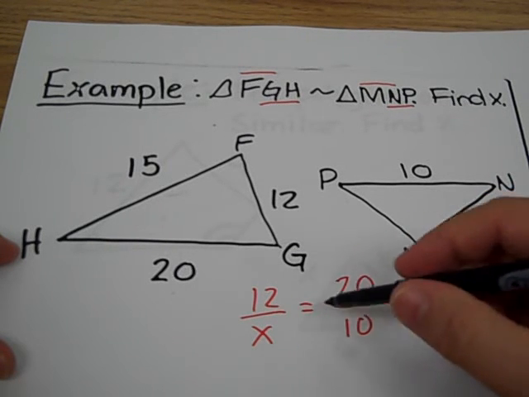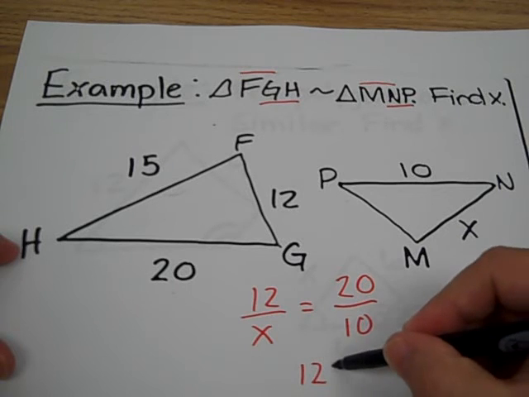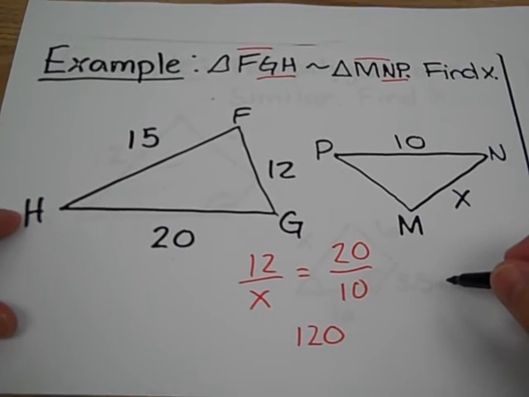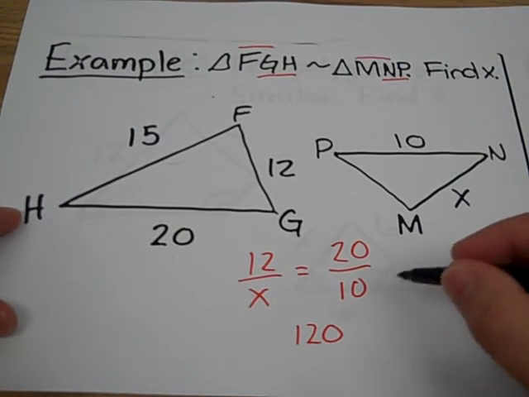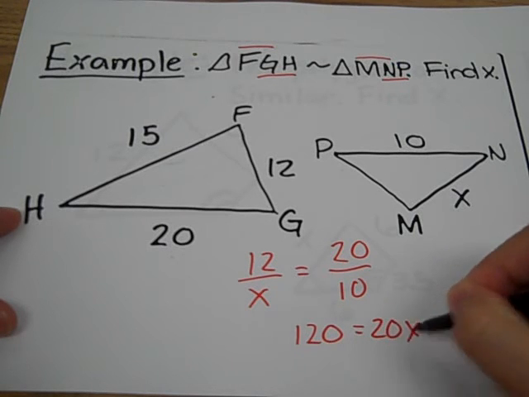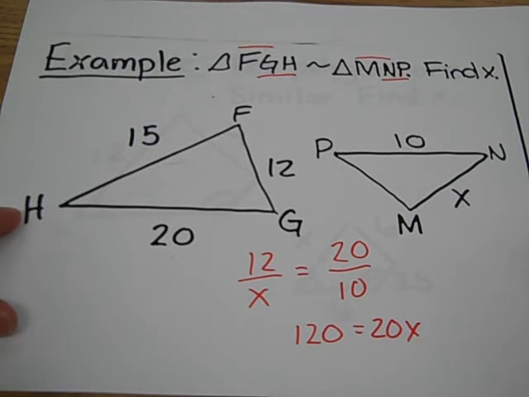I cross multiply. 12 times 10 gives me 120. X times 20 gives me 20x. And I just need to divide both sides by 20 to get x. And I get that x is 6.